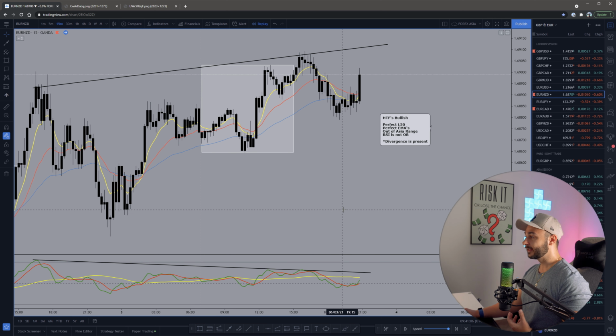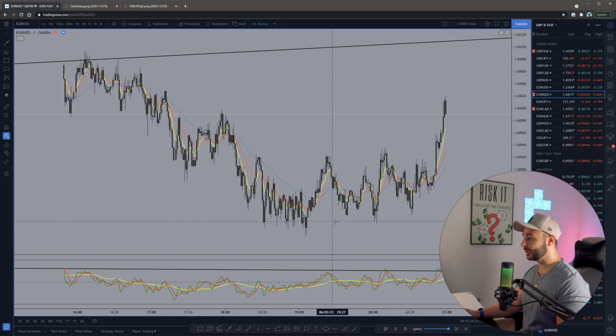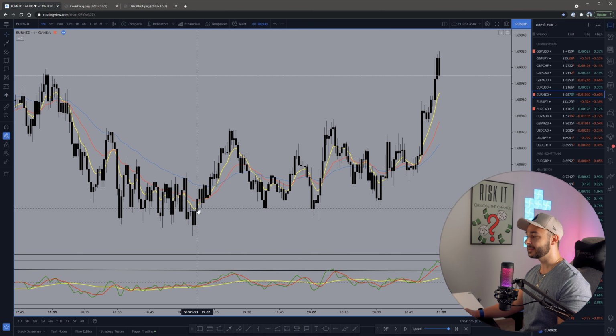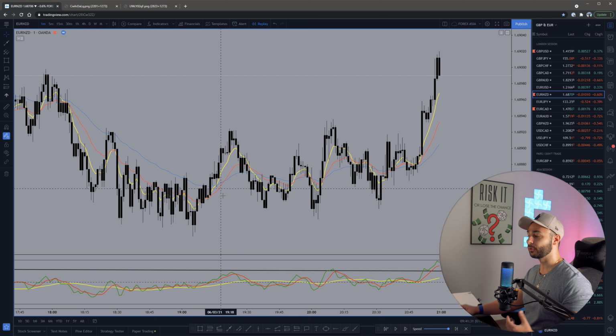Now let's go forward. And before we do, I just want to show you what really gave me the confidence to jump into this trade. On the 1 minute, you can see over here, price is simply making higher highs and higher lows. That is a very bullish signal.